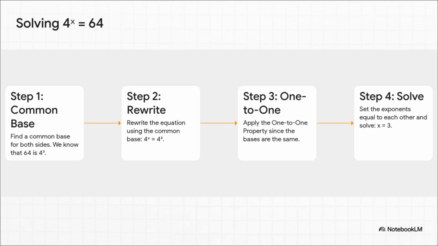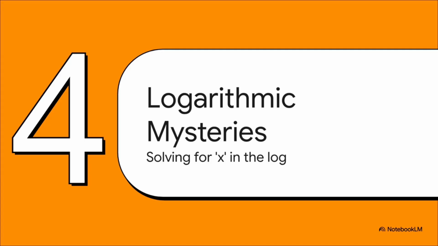4 to the x equals 4 to the 3. And there it is. The bases match, so we can pull out our master key, the one-to-one property. If the bases are the same, the exponents have to be equal. So x equals 3. Boom. Case closed. One case down.